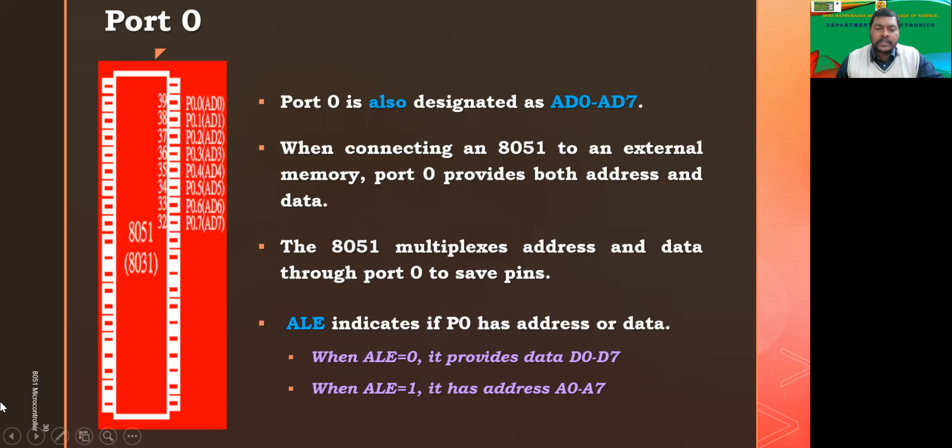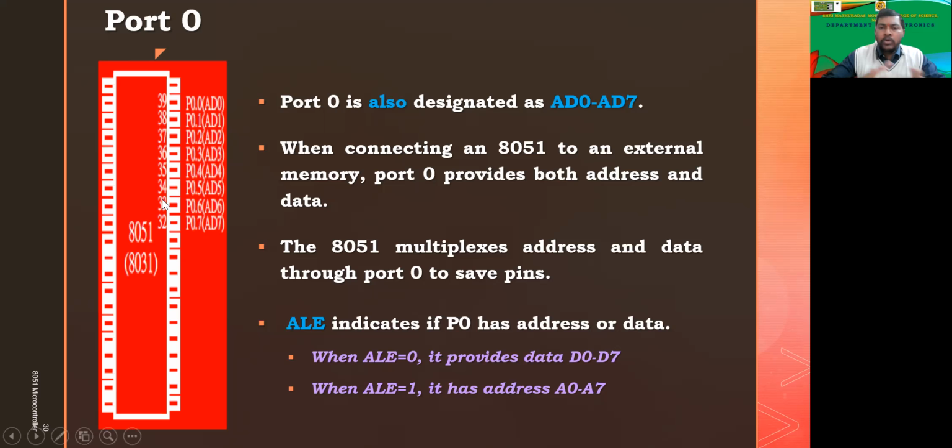So when this address latch enable is 0, it provides the data, meaning it can be used to store the data, receive the data, or it can also be used to write the data in the external memory. So all can be done over there. So basically they are being used for taking the data from the programmer, right? So from the kit of program.